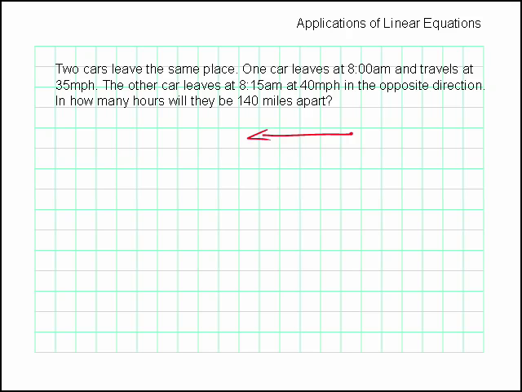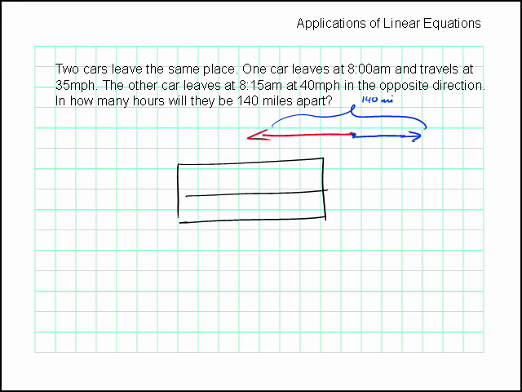So we have one car going this way. We have one car waiting from 8 to 8:15. So it waits 15 minutes, and then it goes, and let's say it gets that far, and we want to know how much time will they be 140 miles apart. All right, let's make our table here. Rate times time equals distance. So our first car, second car.